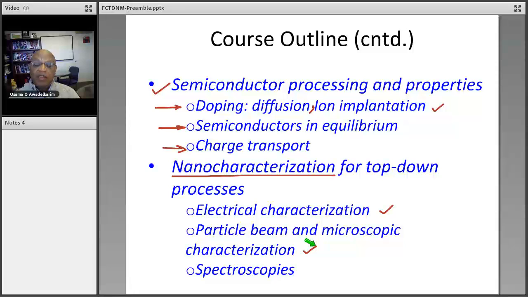And then at the end of the characterization part, we will look into some select group of spectroscopies that are used in conjunction with top-down processes. So this is pretty much the course outline, and these course outlines will be covered in about 30 lectures or so.